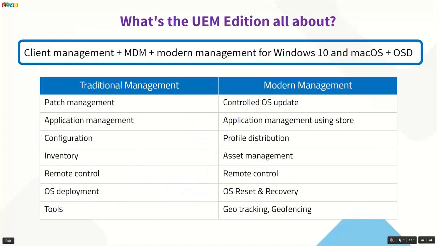In unified endpoint management, you can manage endpoints in a traditional IT management fashion. This includes patch management, application management, configuration, OS deployment, tools for troubleshooting, and automating the day-to-day routine management activities. Similarly, endpoints can also be managed with modern management. All the modern operating systems support modern management. It supports features like geo-tracking, geo-fencing for your laptops, distributing store applications, profile distribution to enforce restrictions, operating system reset and recovery. Can you guess the popular operating system when I say modern operating system?